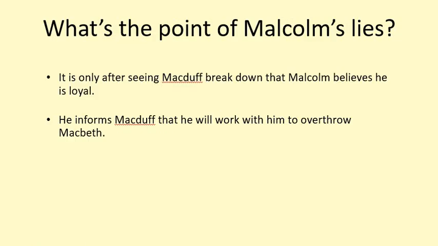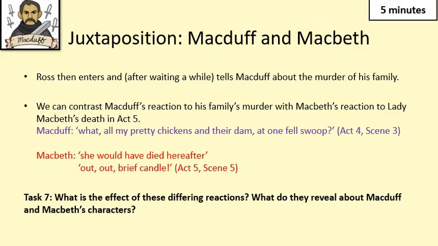Okay, so we know that the point of Malcolm's lies is that it's only when he sees Macduff break down about how terrible the situation is in Scotland that Malcolm believes that he's loyal. And it's at this point that he tells Macduff that he'll work with him to overthrow Macbeth. He knows he can trust him now. However, after this agreement is made, Ross then enters, and after waiting for a little while, tells Macduff about the murder of his family. And this part is important because it's helpful in juxtaposing the characters of Macduff and Macbeth.